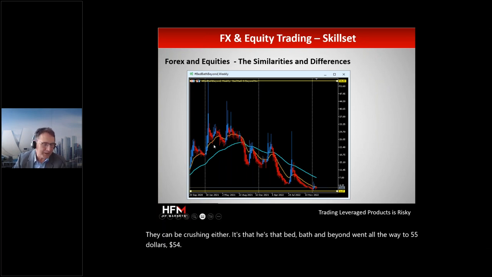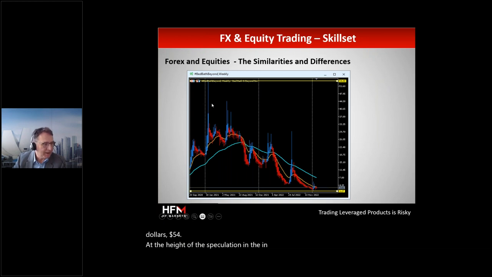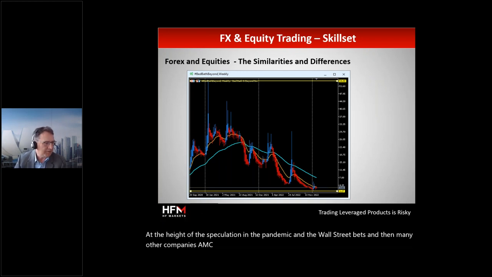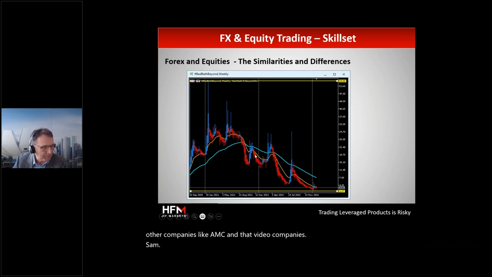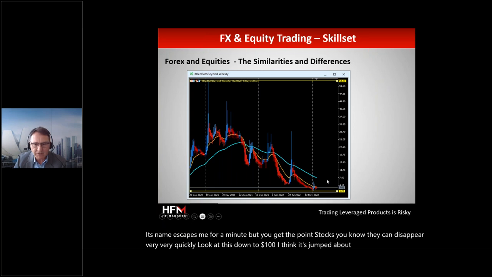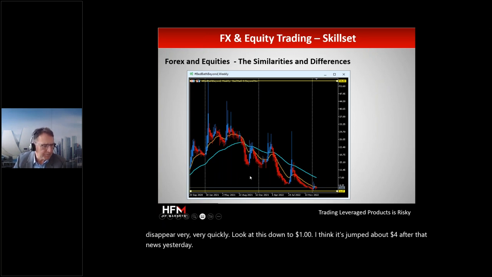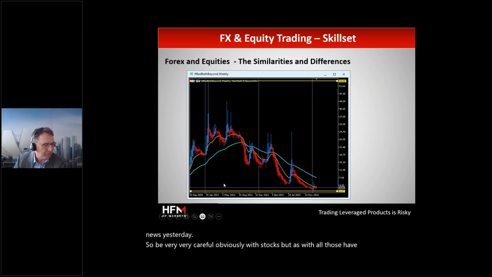At the height of the speculation in the pandemic and the Wall Street Bets, and then many other companies like AMC and that video companies. Its name escapes me for a minute, but you get the point. Stocks can disappear very, very quickly. Look at this, down to $1. I think it's jumped to about $4 after that news yesterday. So be very, very careful with stocks. But as with all of these, have a strategy and follow the rules.